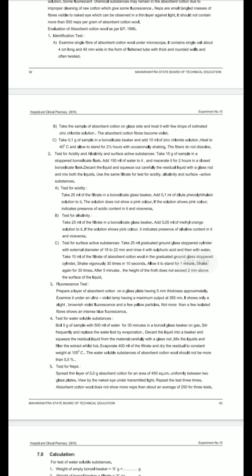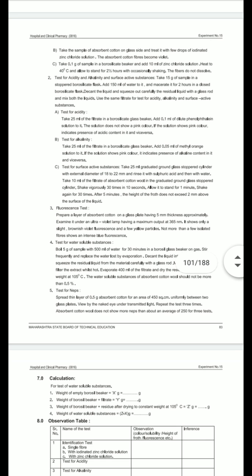In that, first, test for acidity. Then test for alkalinity and test for surface active substances. Now see the first, test for acidity. Take 25 ml of filtrate in a borosilicate glass beaker. Then add 0.1 ml of dilute phenolphthalein solution to it. The solution does not show a pink color. If the solution shows pink color, it indicates presence of acidic content in it and vice versa.